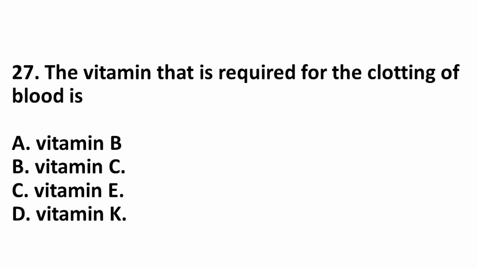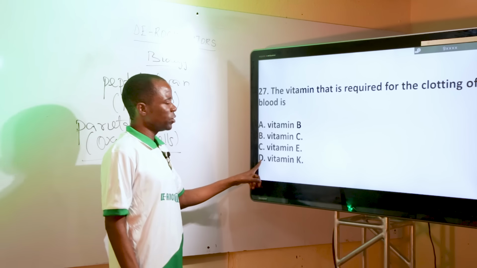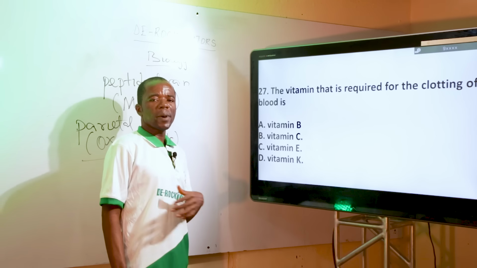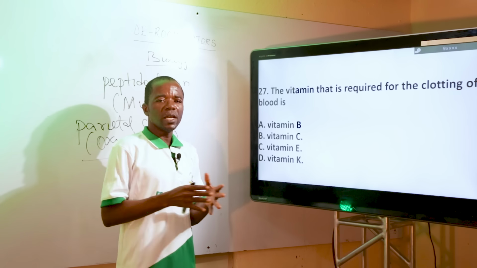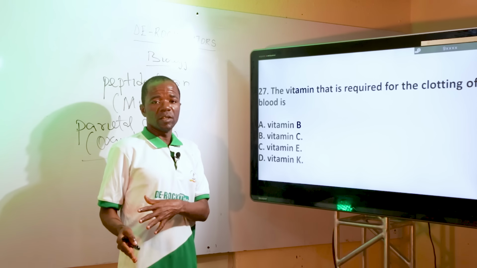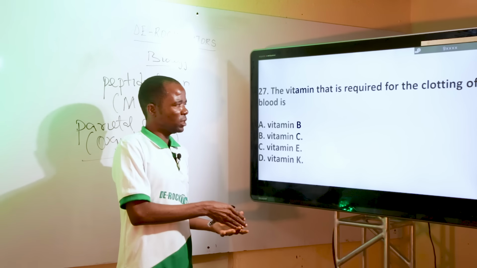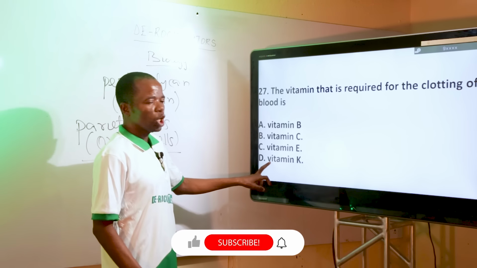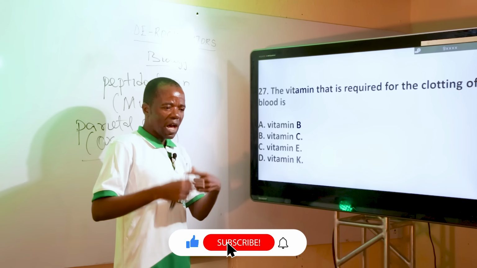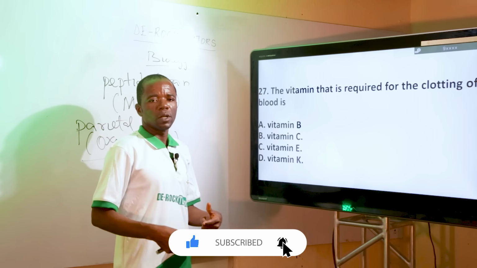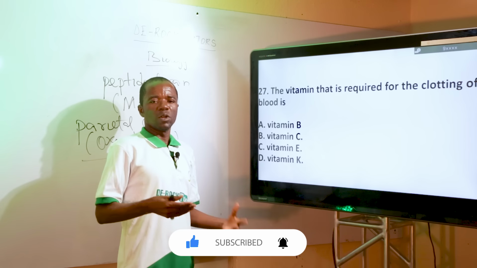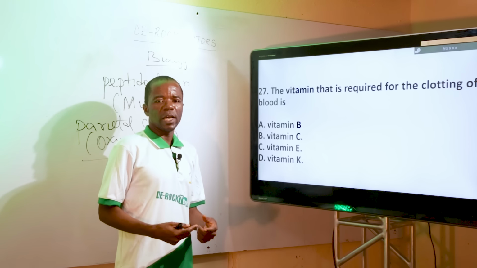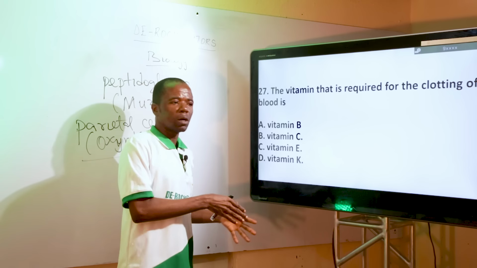The vitamin that is required for the clotting of blood is dash. The correct answer for this is vitamin K. Remember that we have different vitamins and each of the vitamins plays a certain role. And when they are deficient in the body, they cause certain deficiency diseases. But the major function of vitamin K is to allow clotting of blood. So a person who is deficient in vitamin K experiences what we refer to as hemophilia, that is, inability of the blood to clot easily.